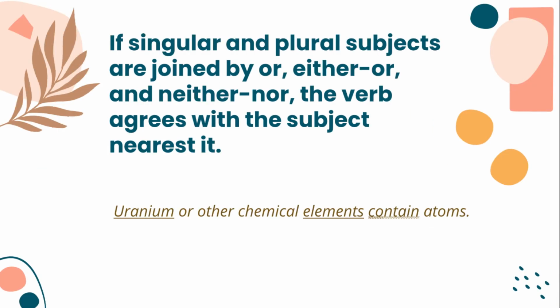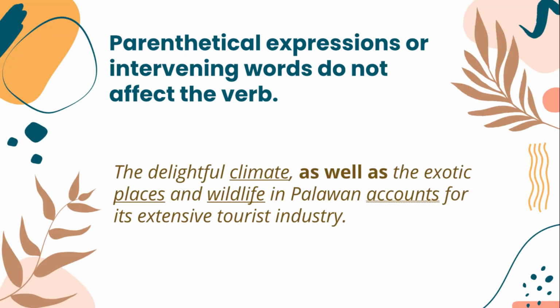If singular and plural subjects are joined by or, either or, and neither nor, the verb agrees with the subject nearest it. For example, uranium or other chemical elements contain atoms.